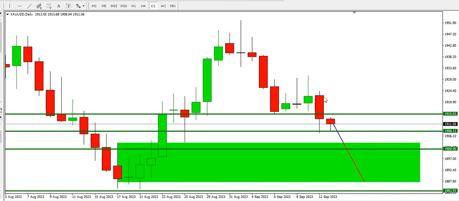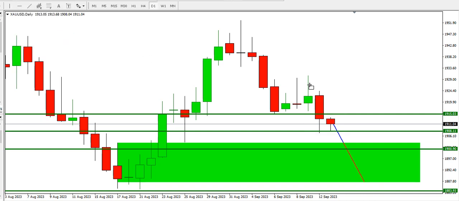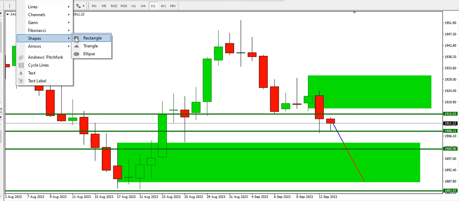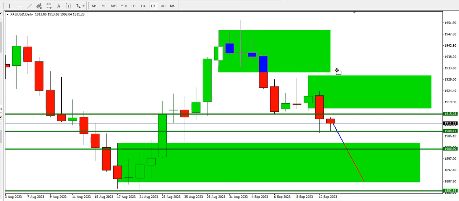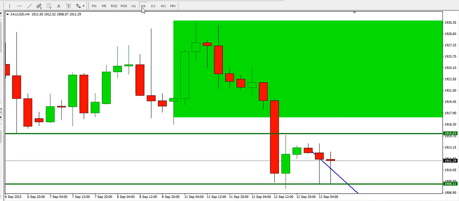But if price is going to go up, we have this supply area here where price might meet some sellers at the top around here, and then we have another supply zone around here. This particular order block on the daily time frame, price might also meet some sellers for price to drop. All right, that's that for the daily time frame.